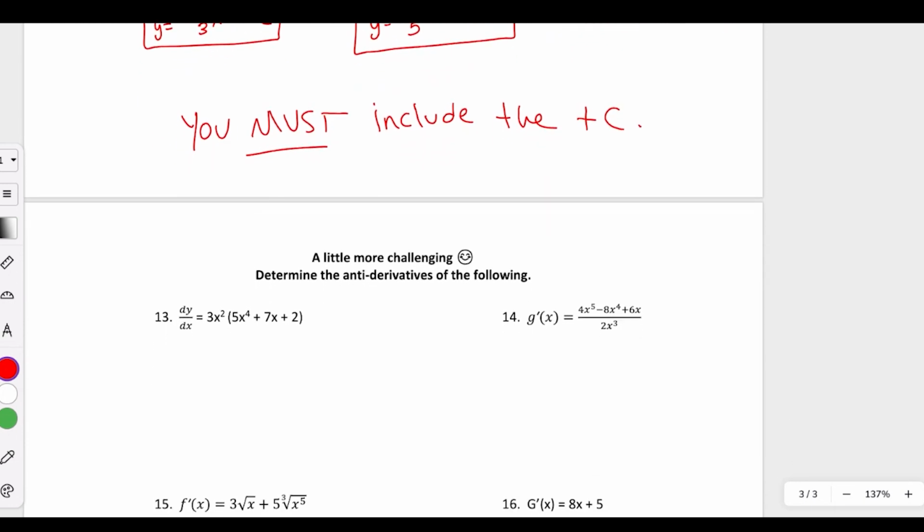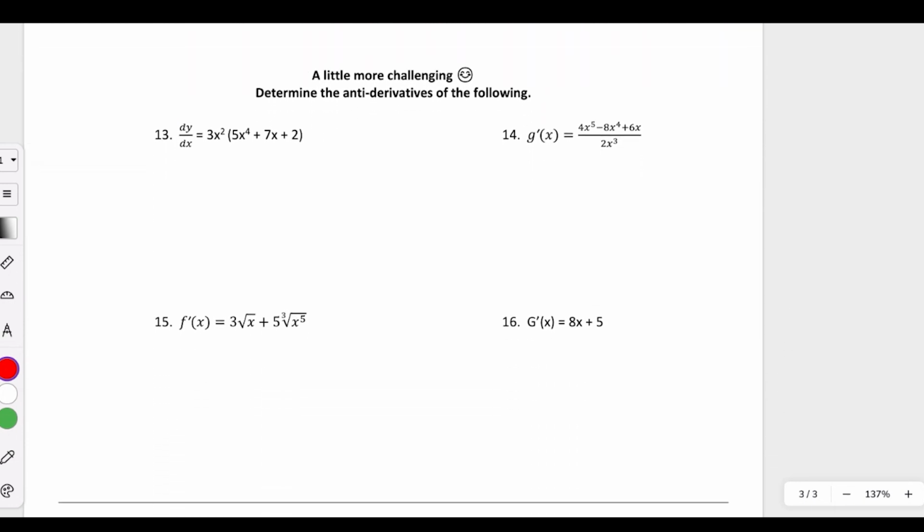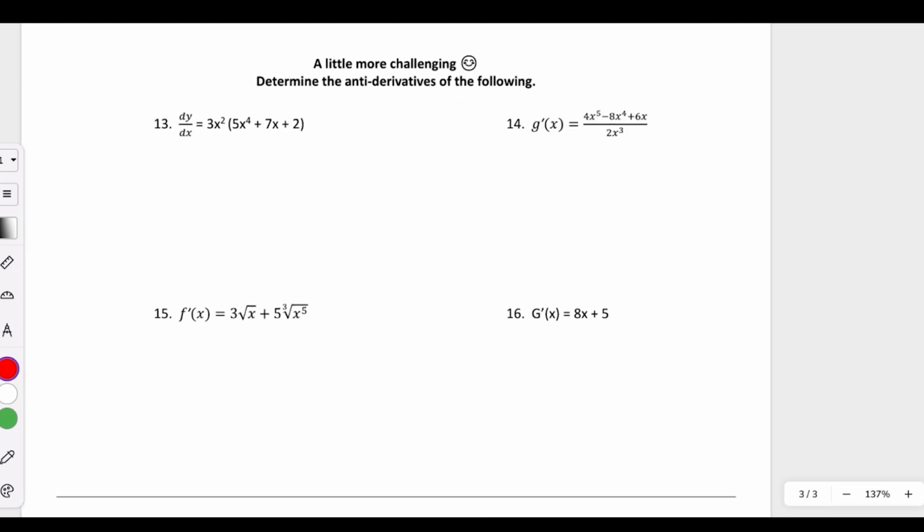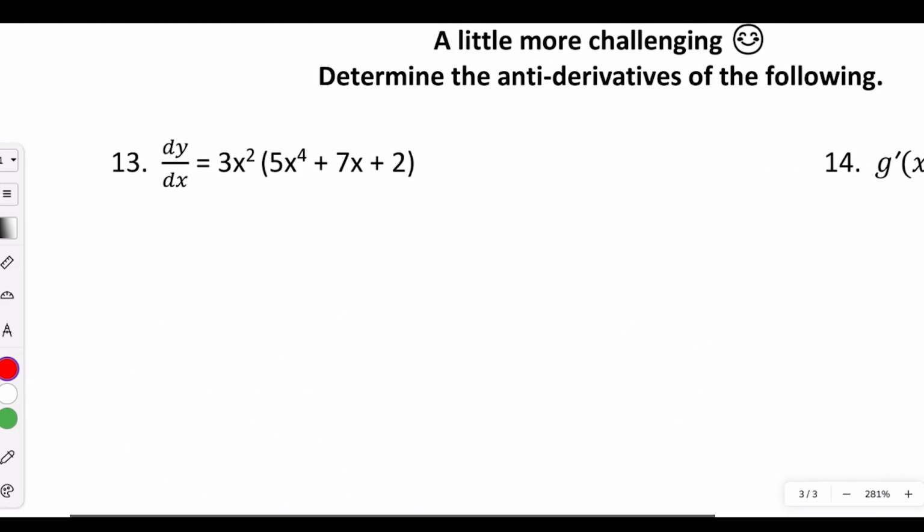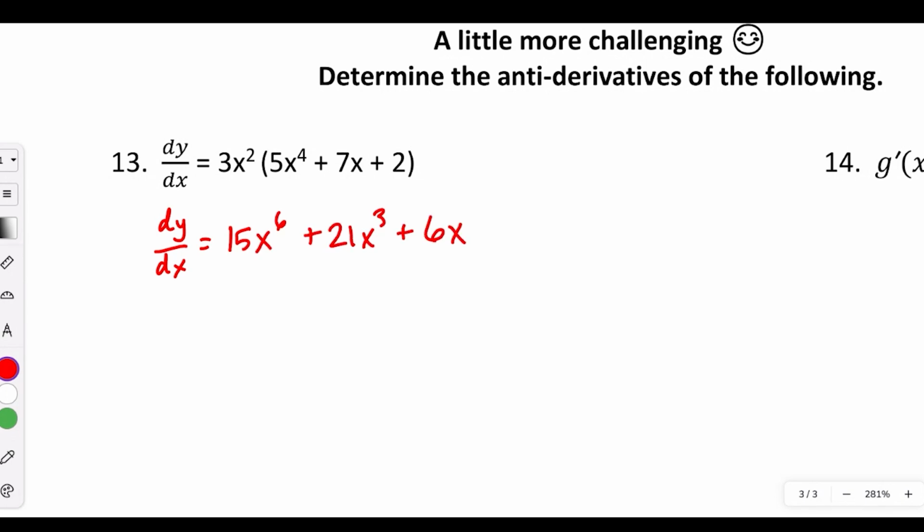All right, y'all ready to do some that are a little bit more challenging? All right. Let's take a look at this one. Any ideas how we might start number 13 here? You simplify it. Okay, we can simplify. We can multiply these together. So 15x to the 6th plus 21x cubed plus 6x squared.